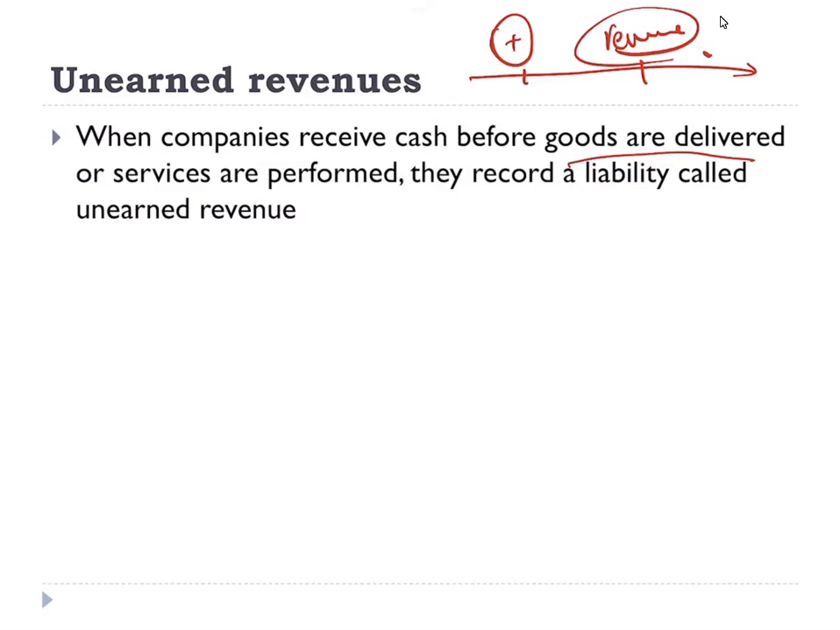So when a firm receives cash before that, they usually need to record a liability, and that liability is called unearned revenue. Because the firm cannot record revenue yet, the firm hasn't performed service or delivered the good yet, they cannot record revenue at this point. And that is a liability for the firm, because now the firm has an obligation to perform the service or deliver the good in the future.